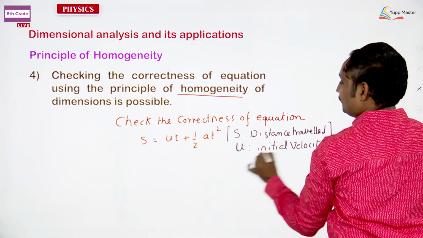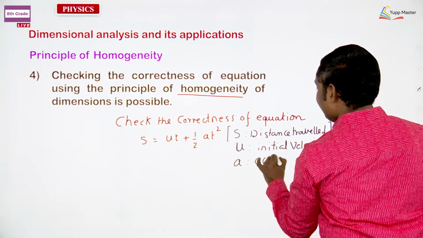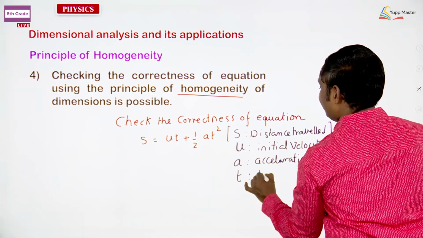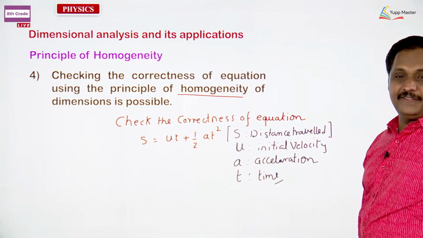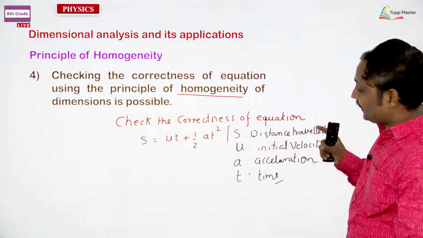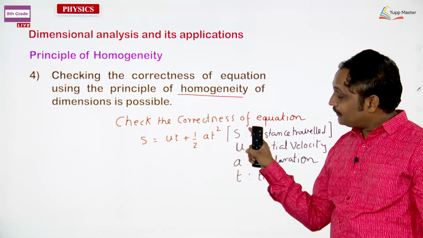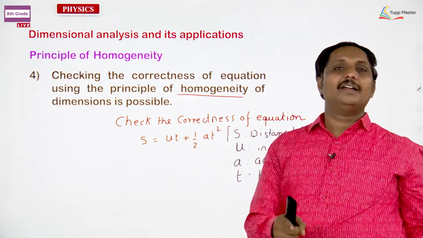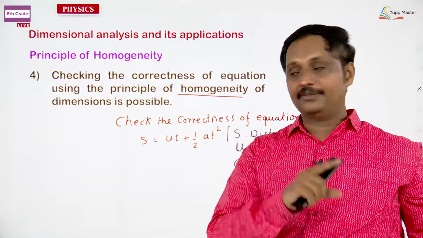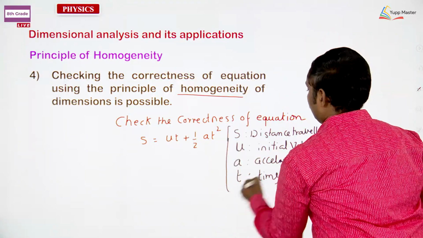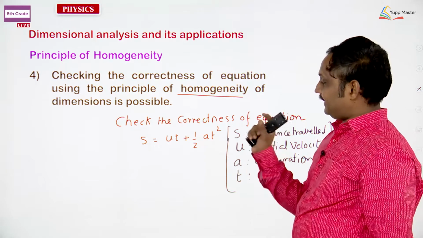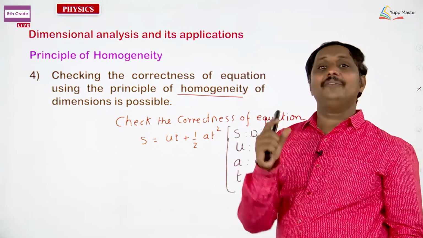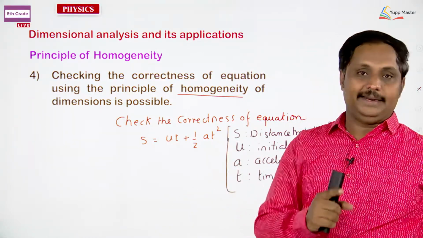You can take that u is the initial velocity, a is the acceleration, and t is the time. This is a simple description of the physical quantities involved in that equation. The set of physical quantities is expressed as one equation. You have to check whether they have the correct relation or not. When you confirm that the left hand side and right hand side have the same dimensions, that is going to be correct.